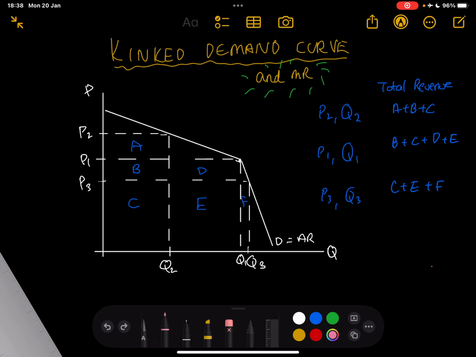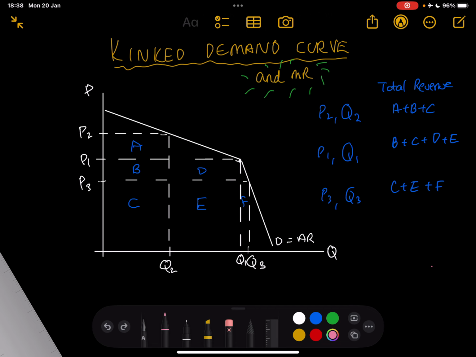Hi, welcome to this video on the kinked demand curve and the MR. Right now I only have the AR, but we will build up to understand the MR, and that's the slightly more difficult bit, so bear with me. I'm going to show you the detail to be able to understand that MR curve, not just draw it correctly.